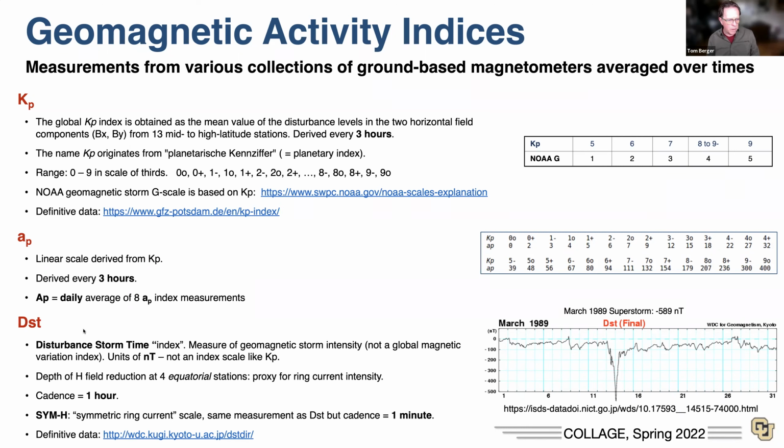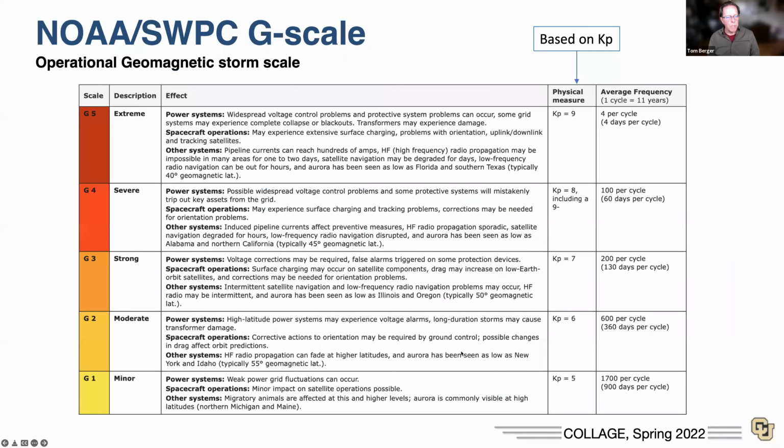DST is a particularly useful one, in my opinion, because it has units of nanotesla. And it's really just a plot of the horizontal field averaged from a bunch of stations near the equator. So you get to see these large changes in the horizontal field during a geomagnetic storm triggering. I won't go into too many details.